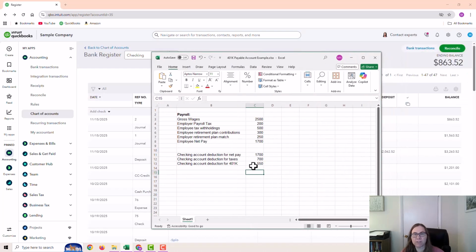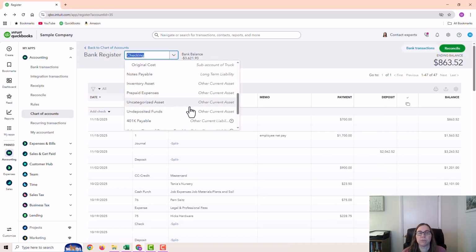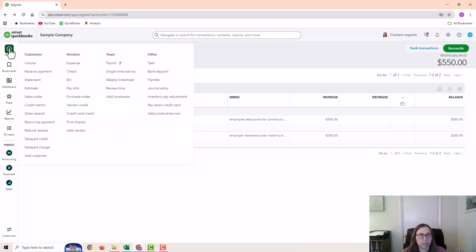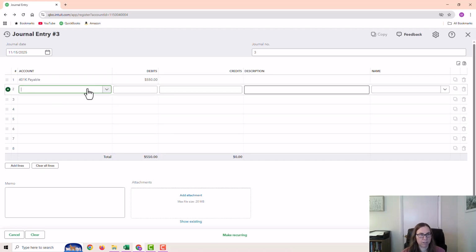And then I'm also going to have a checking account deduction for the 401k contributions because that would need to be sent to whoever handles the retirement plan. So we're sending off the $300 that the employees contributed along with the $250 that the employer matched. So let me go to that 401k payable account so we can see the register as it is right now. So there are the two entries for the contributions. So I'm going to create a journal entry. I'm going to be debiting the liability account and crediting checking.